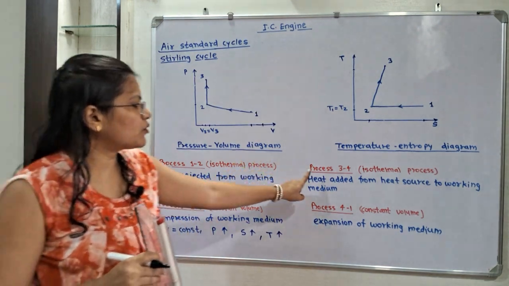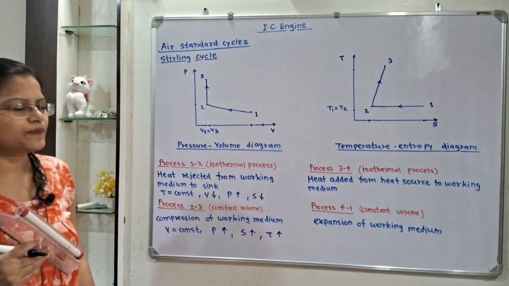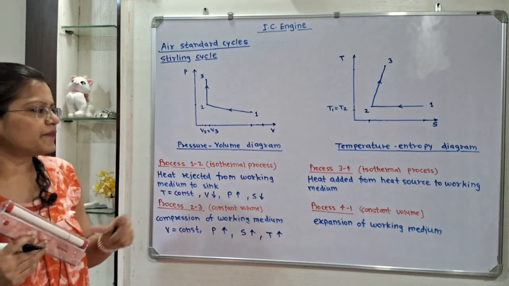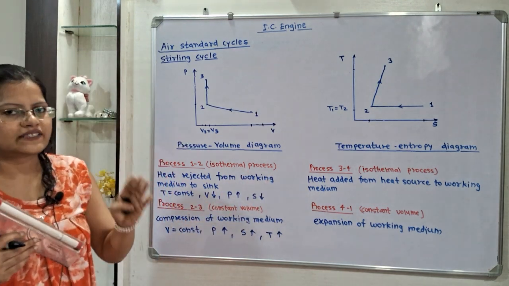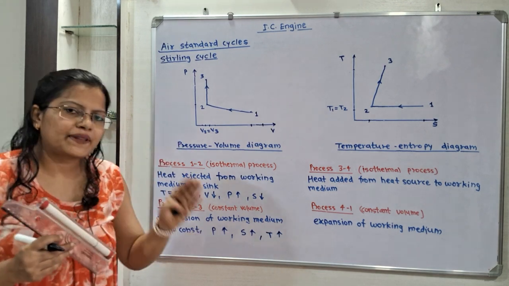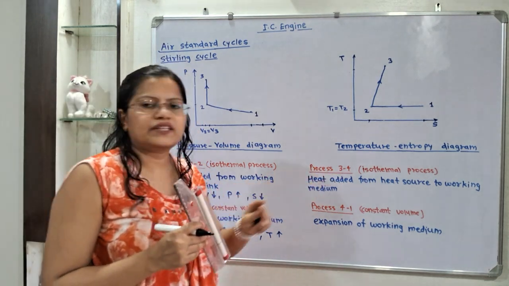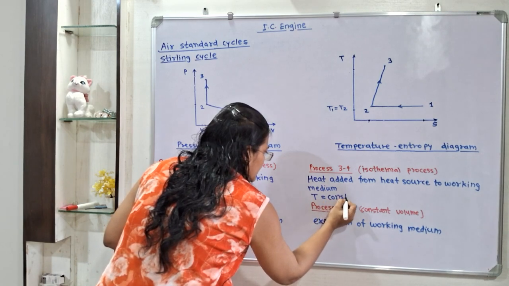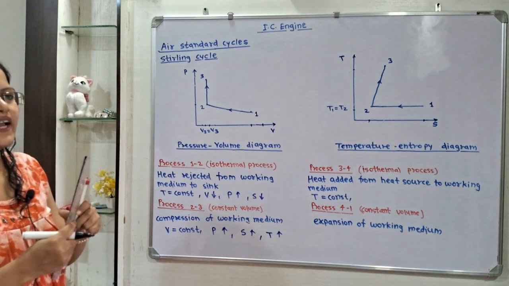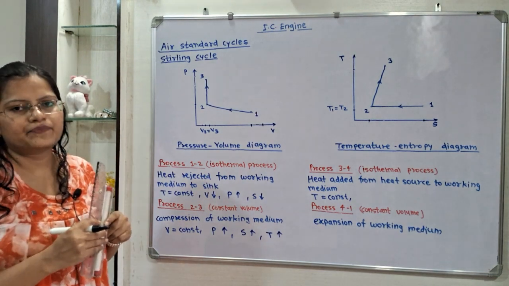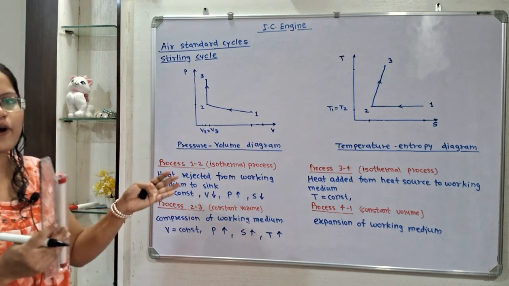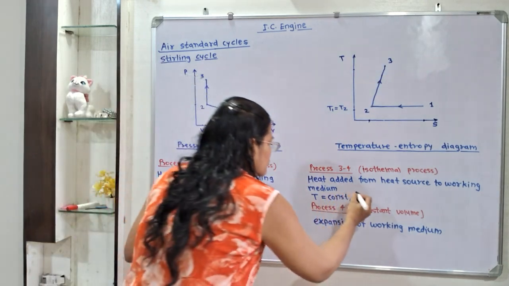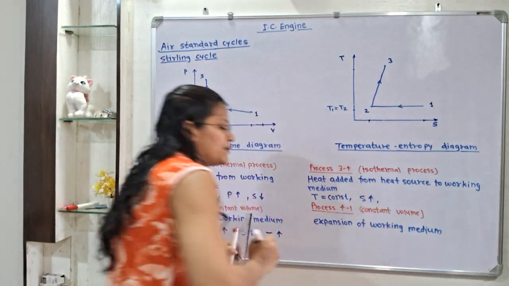Now we will move to the process 3 to 4, isothermal process. So heat is added from the heat source to the working medium. So this is an isothermal process, that means the temperature will remain constant during the process 3 to 4. So temperature will remain constant. So what is the effect when the heat is getting added? So when heat is getting added from the surrounding to the working medium, then its entropy is getting increased. So we will show the increase in entropy.